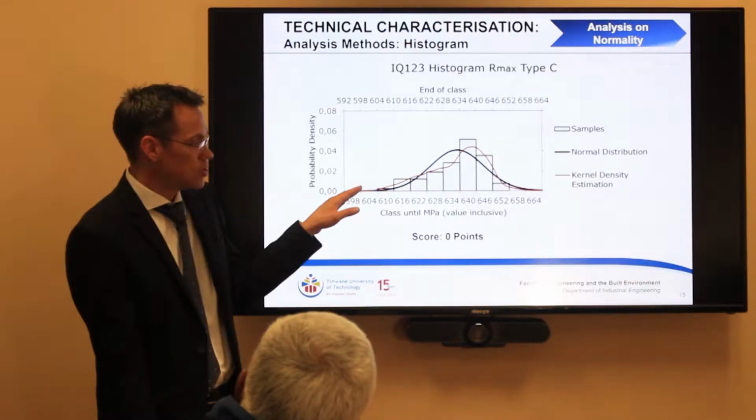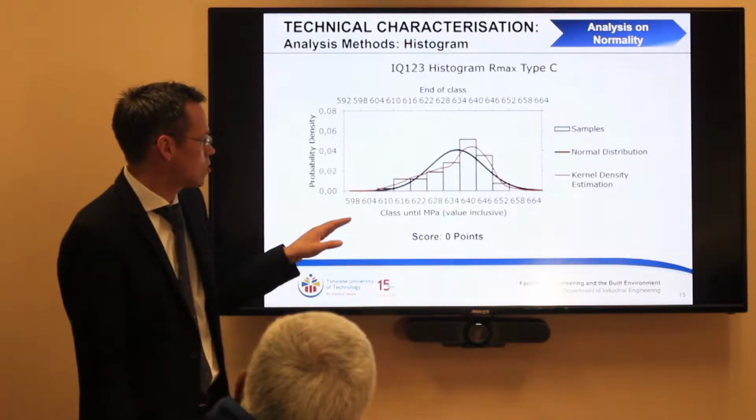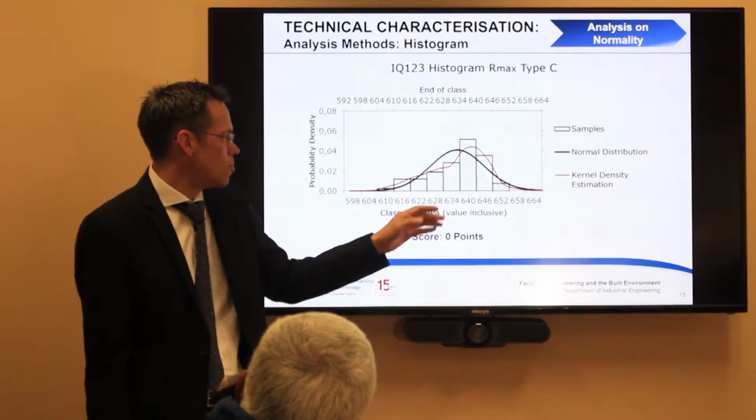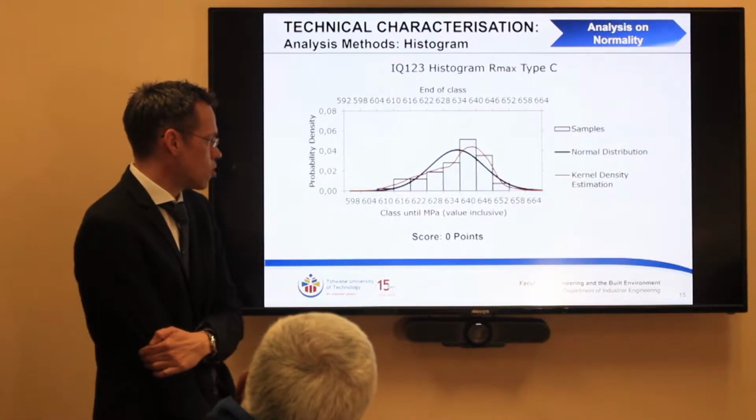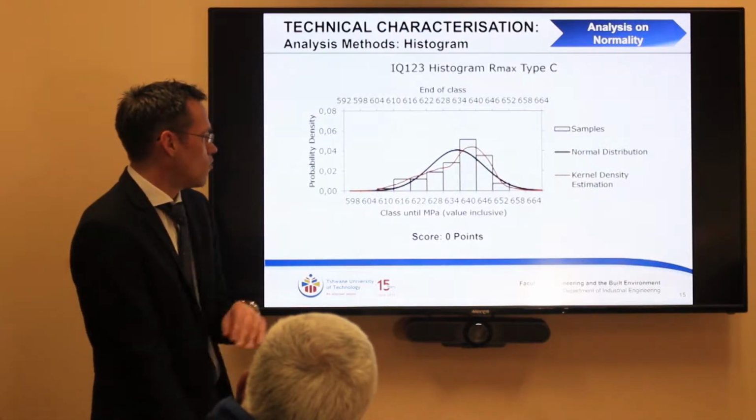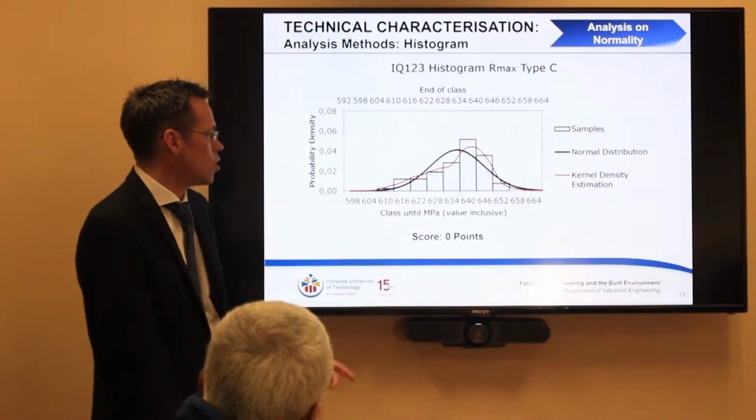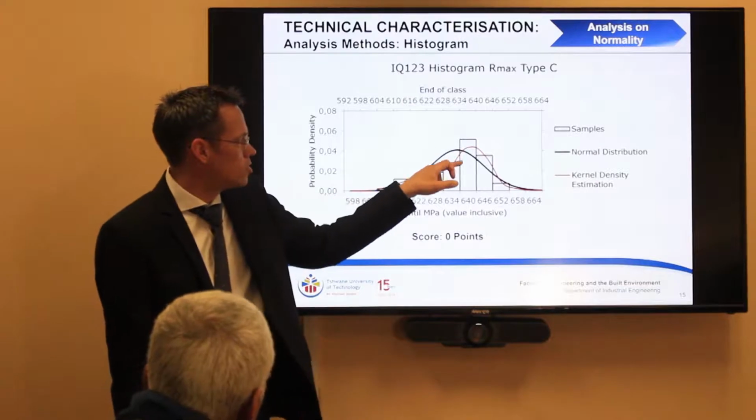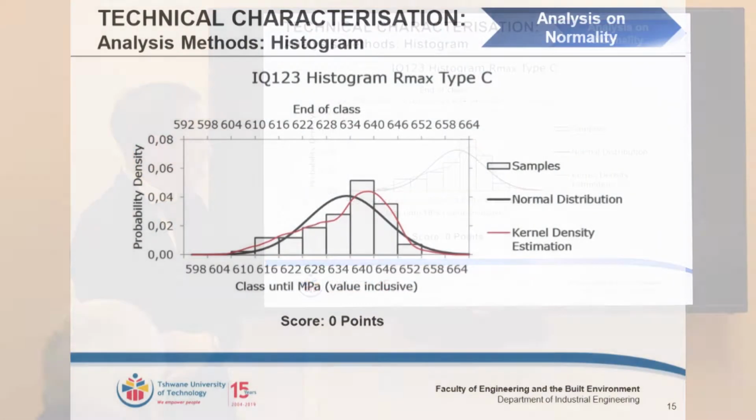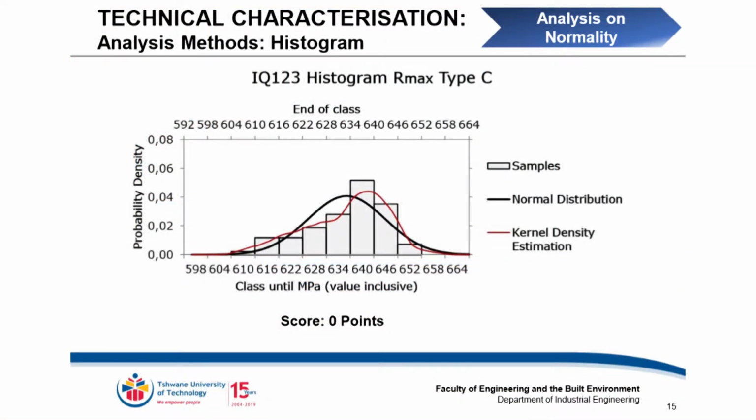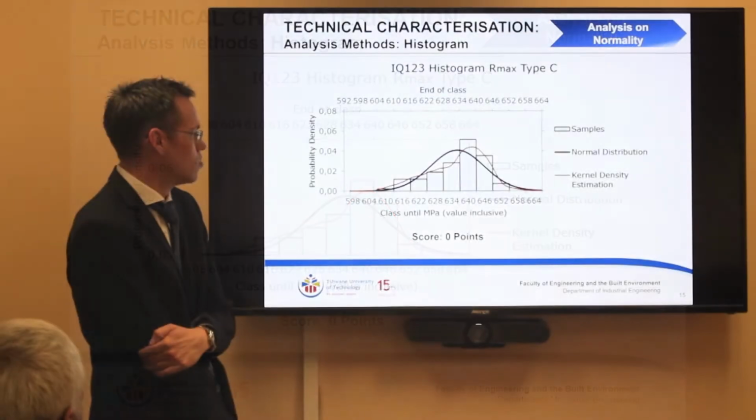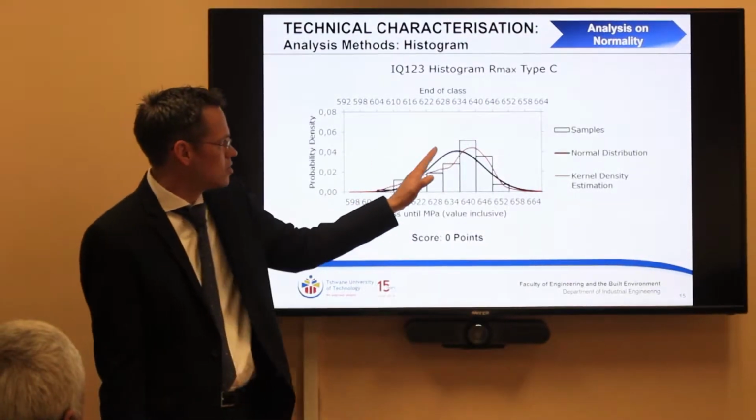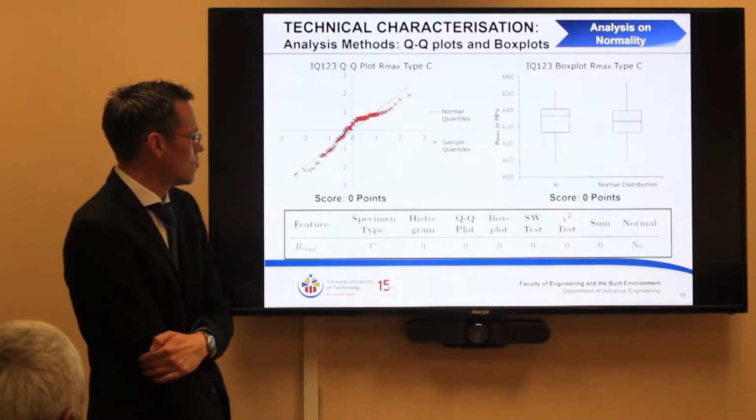Here you see the histograms which are used. The histograms just plot the probability density of certain classes. It's overlaid with a kernel density estimation and with a normal distribution line to see how well the tested population fits a normally distributed one. Here, as you can see, it's quite different, so 0 points were given.